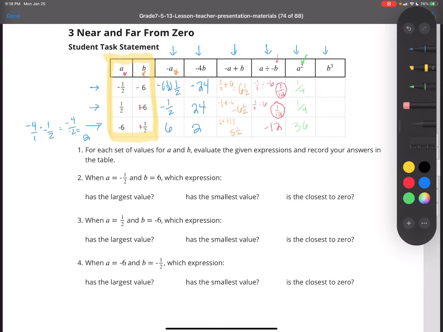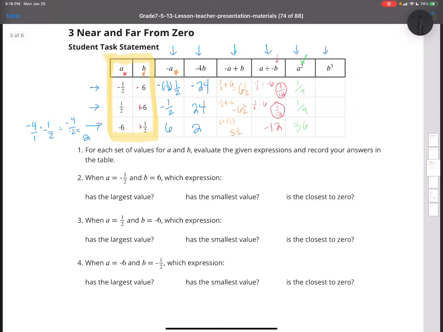And then for my last column, I'll answer in black. It's saying b to the 3rd power. So this is still an exponent, and what it's telling us is that we need to multiply the value of b 3 times. So I see negative 6 times negative 6 times negative 6. Negative 6 times negative 6 will give me a positive 36 times negative 6.